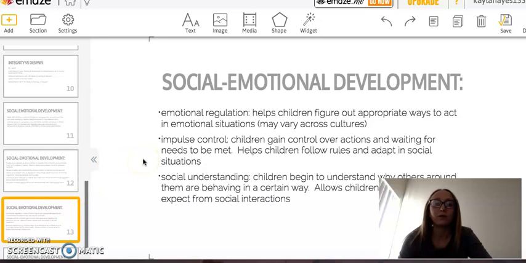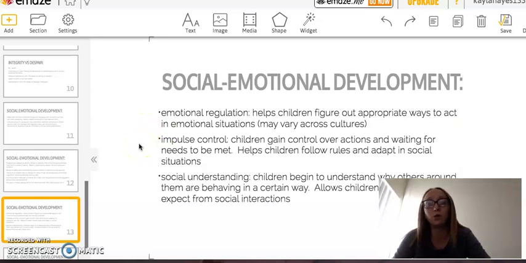So a bit more about social emotional development. That emotional regulation that I talked about essentially just helps children figure out appropriate ways to act in emotional situations. And this may vary across cultures. What is appropriate in one culture may not be appropriate in another. So that's important to keep in mind. And then there's the idea of impulse control. Essentially it helps children gain control over their actions. When babies have a need, they start to cry. So they have no impulse control, but as children get a little bit older, they're able to develop this impulse control and be a little bit more patient while they're waiting for their needs to be met.